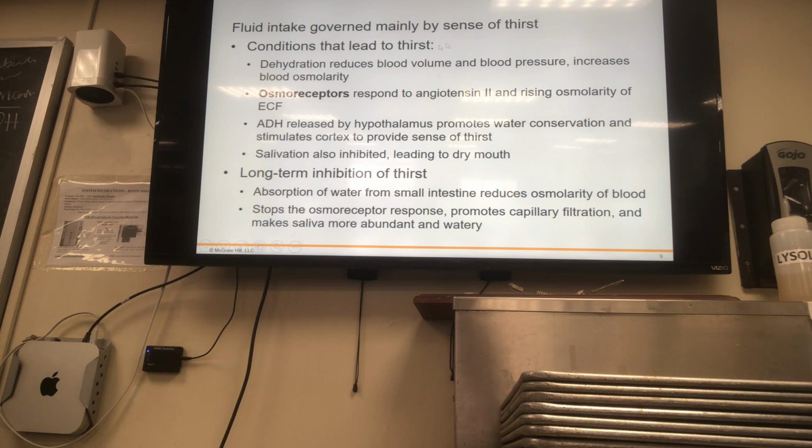So fluid intake is governed mainly by the sense of thirst. The conditions that lead to thirst: you have dehydration, and dehydration reduces the blood volume and blood pressure, and it increases the blood osmolarity. So in dehydration, I have hypovolemia, a reduction of the blood volume. And when I have hypovolemia, I have low cardiac output, low contractility, and low heart rate. And I'm now heading in the direction of shock.